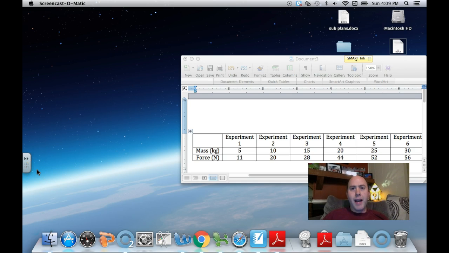Okay, so let's talk about how to use Logger Pro. Now, this is meant for my physical science students, but honestly, it can be used for any of my classes that need to use Logger Pro to graph anything from a set of data.